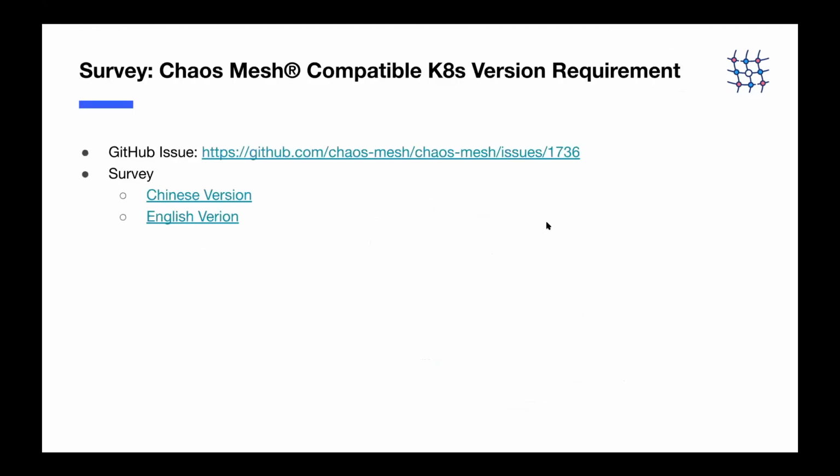Okay, and here is our research about the Chaos Mesh compatible Kubernetes version requirement. Here is our issue if you are interested. About this, I have some comments. At present, we are using the v1alpha1 CRD version, and this will be dropped in newer Kubernetes. And we plan to upgrade our CRD version. Maybe this will mean some older Kubernetes versions can't use Chaos Mesh. So we have this research for you.